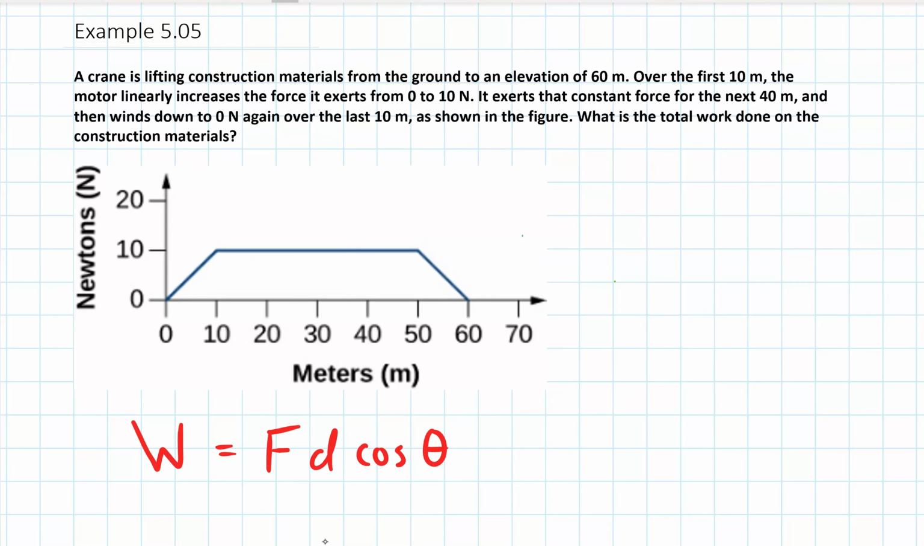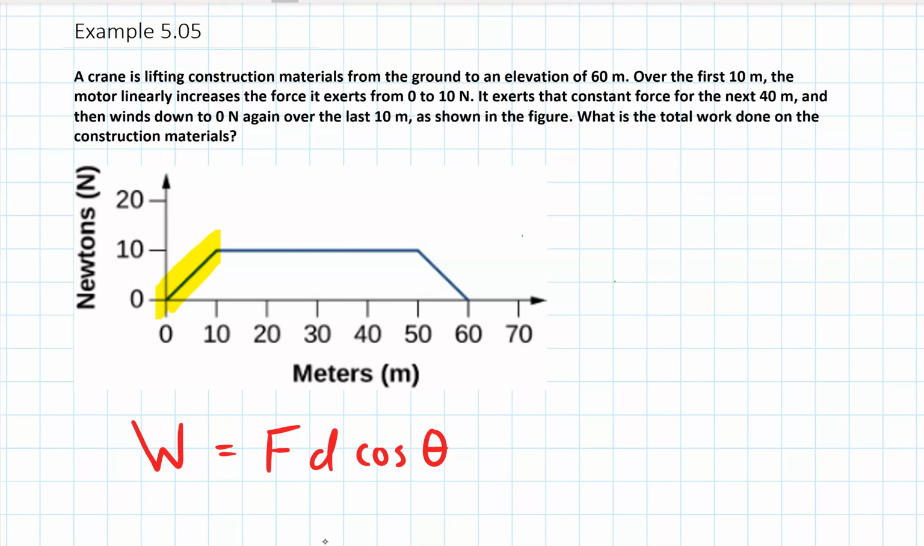Usually when a problem asks us to determine the work being done, your first step might be, okay, I know the equation for work. That's going to be the force times the distance times the cosine of the angle between those two things. But the problem arises when we have a problem like this. If we want to use this equation, we can only plug in one number for force, and in all of these parts the force is changing. There's not just one single number we could plug in.